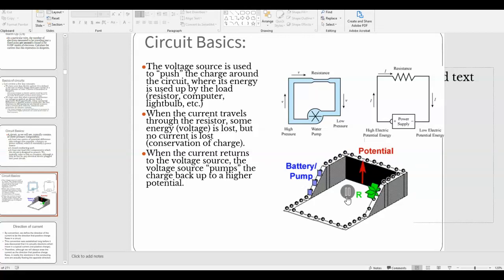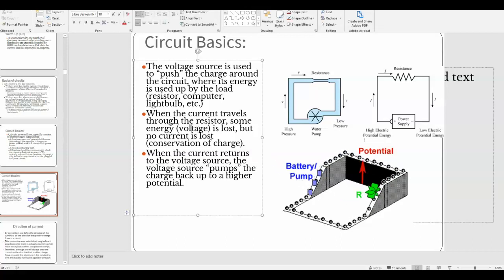So in this animation here, the green paddle wheel would be like the load, and then the left side over here where it says battery/pump, that would be the voltage source. Okay, and notice you have a closed conducting path that the charged particles keep going around, kind of like in a loop. They go up in potential because of the voltage source. They try to fall back down. They go across the load. There's what we call a voltage drop, where that charge is not disappearing, but it's basically giving its energy up to the load. And so once it ends up back at a lower potential, it keeps moving across the voltage source, gets lifted back up to a higher potential, and then the whole process keeps on repeating.